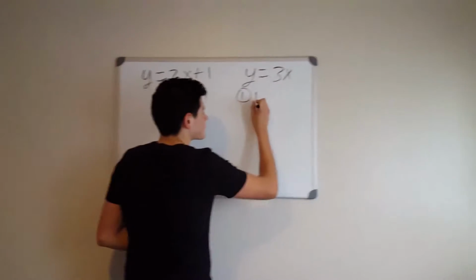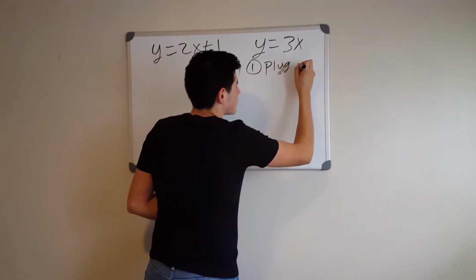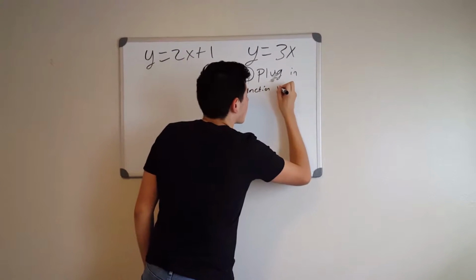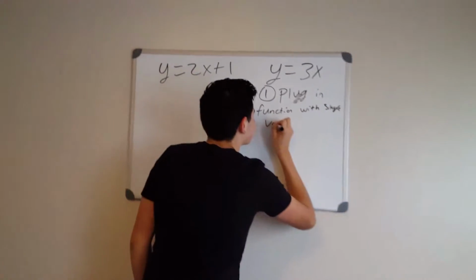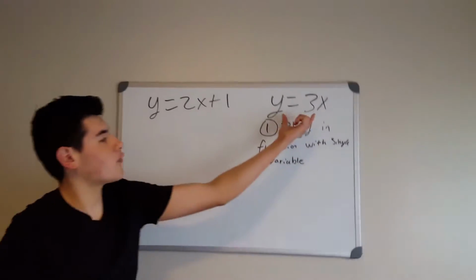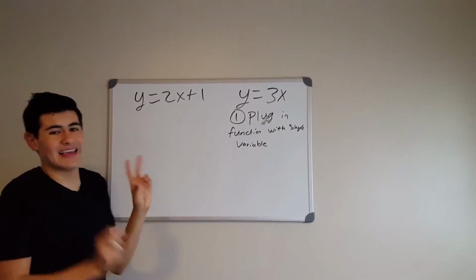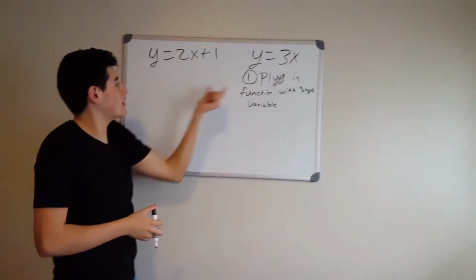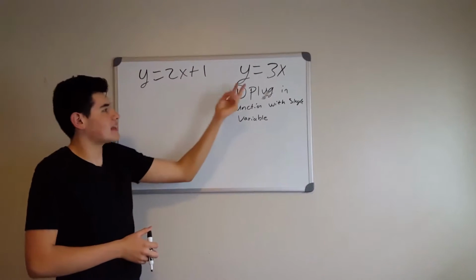So, plug in function with single variable. Okay, so we're going to plug that in. We have y is equal to something. Over here we have y is equal to something. So what I'm going to do is plug in the easiest y, whichever one you think will be easiest to solve. If I plug this in for y, we'd have the 3x is equal to 2x plus 1. And if we plug this in, we'd have the same thing.